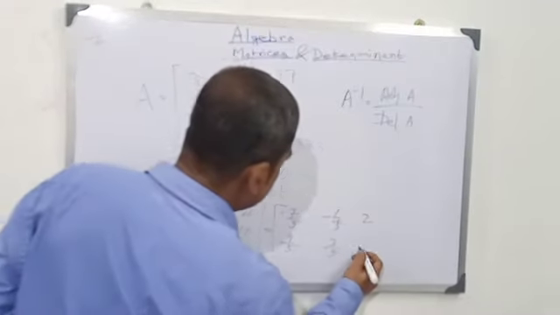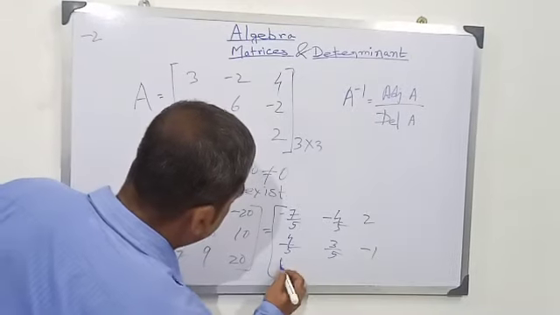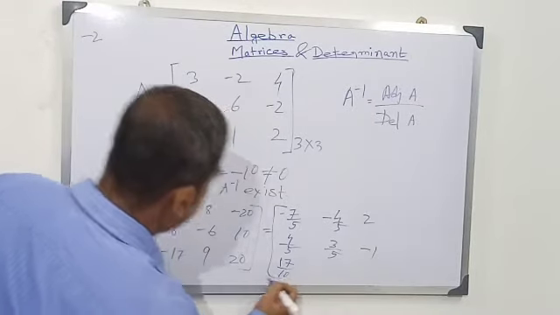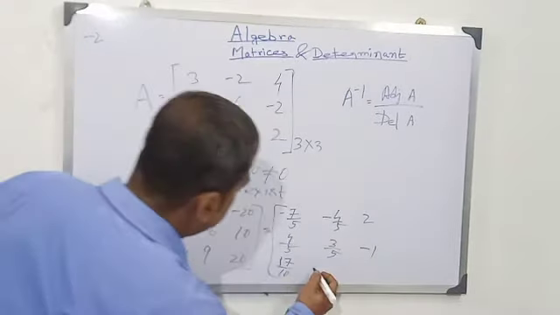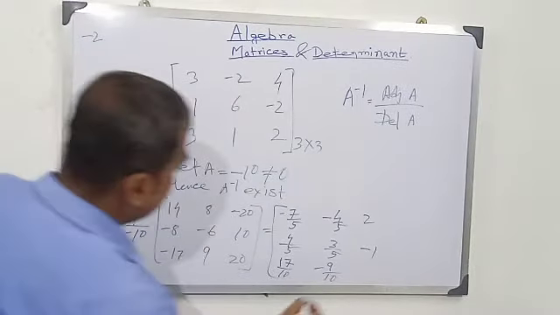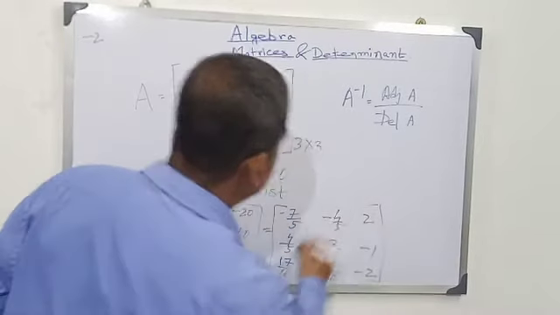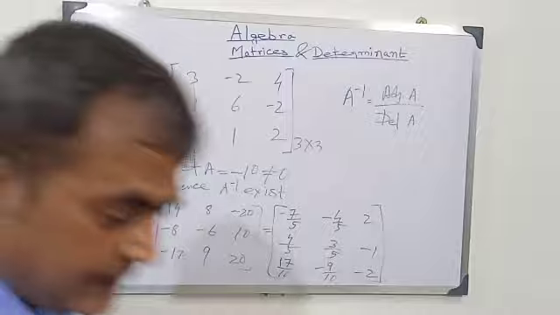10 by 10, that is minus 1. Minus minus plus, so 17 by 10, and then minus 9 by 10, then 20 by this becomes minus 2. So this is nothing but A inverse only.